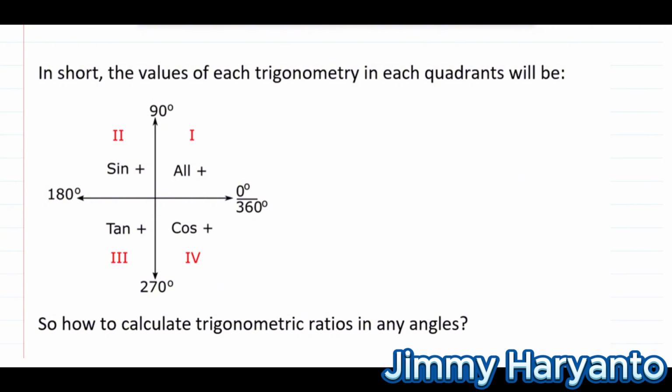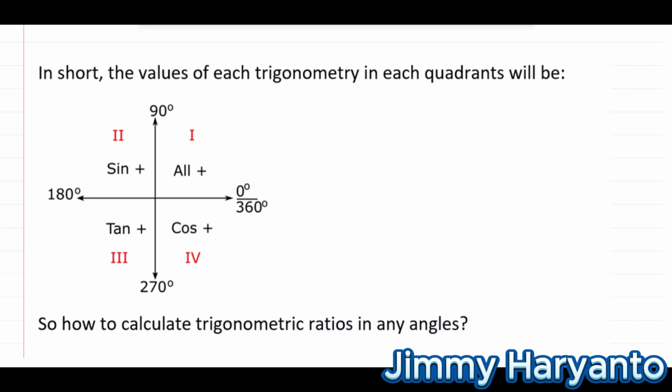In the first quadrant, all of the values will be positive. In the second quadrant, the sine will be positive, the third tan positive, the fourth cos positive, and also the range of the angle. For the first quadrant, the range of the angle will be 0 until 90 degrees. For the second quadrant, the range will be from 90 until 180. For the third quadrant, the range will be from 180 until 270. At the fourth quadrant, it will be 270 until 360 degrees.